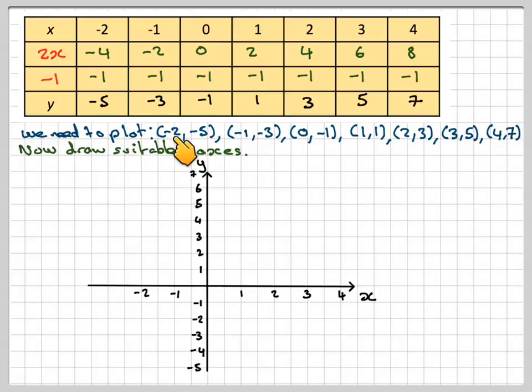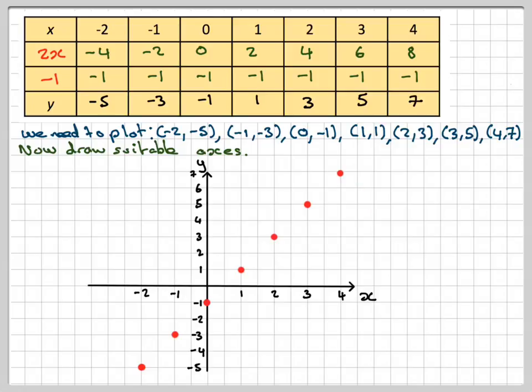Then basically all we do now is we plot the points. So it's always x coordinate first, so it's minus 2, minus 5, which is there, minus 1, minus 3, which is there, 0, minus 1, which is there, 1, 1, which is here, 2, 3, which is here, 3, 5, which is here, and 4, 7, which is here.